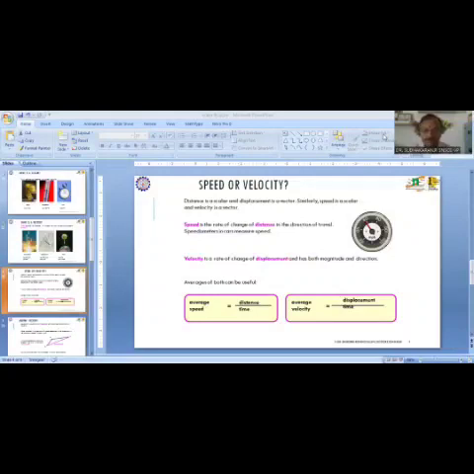Similarly, speed is a scalar quantity, whereas velocity is a vector quantity. So what is speed? It is the rate of change of distance, whereas velocity is the rate of change of displacement. So speed has only magnitude, whereas velocity has both magnitude and direction. Average speed is given by distance by time, whereas average velocity is given by displacement by time. Hope you understood this particular concept of speed and velocity.